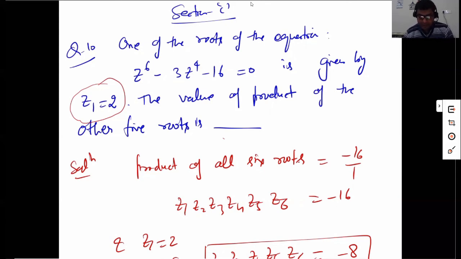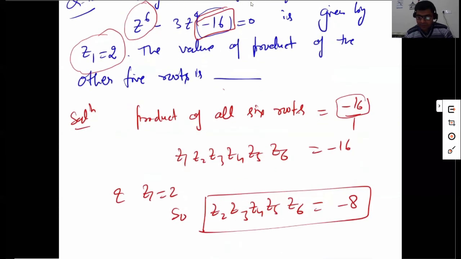So this is an even degree polynomial. For an even degree polynomial, the product of roots is c by a, where c is the constant term in the polynomial, which is minus 16 in this case, and a is the coefficient of the highest degree term, which is 1 here. So minus 16, and one of the roots is given as 2, so the rest of the roots will have a product of minus 8.